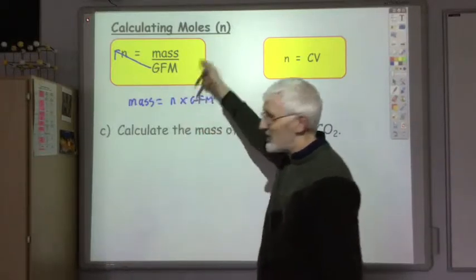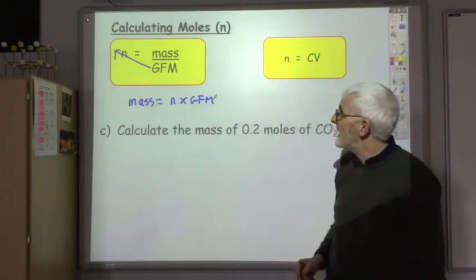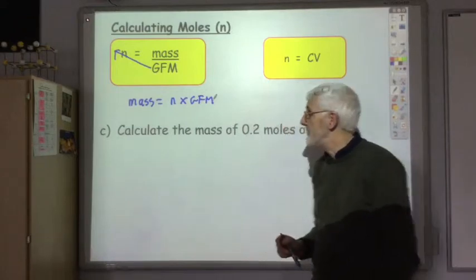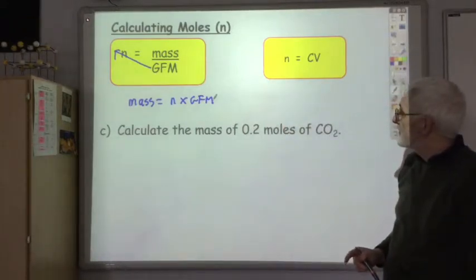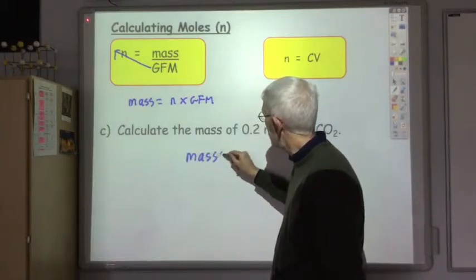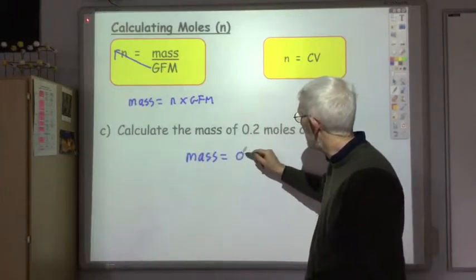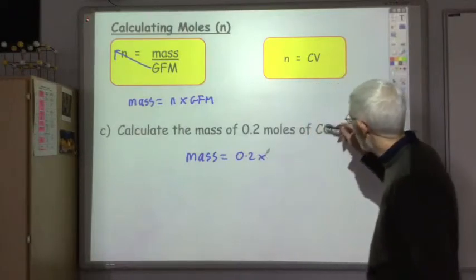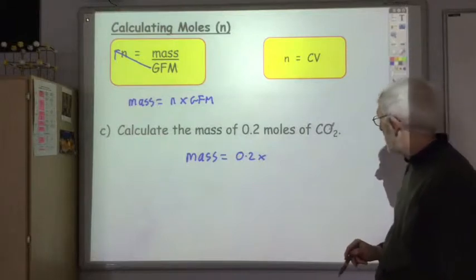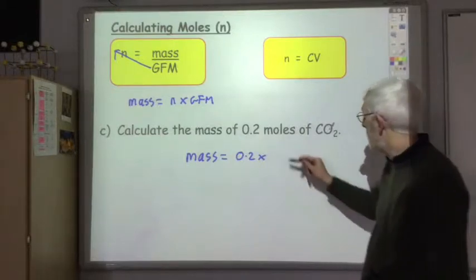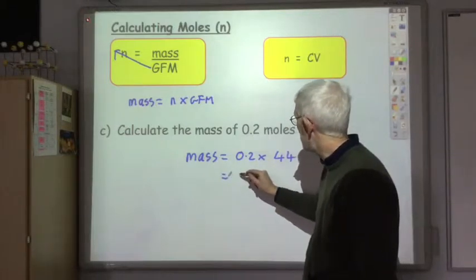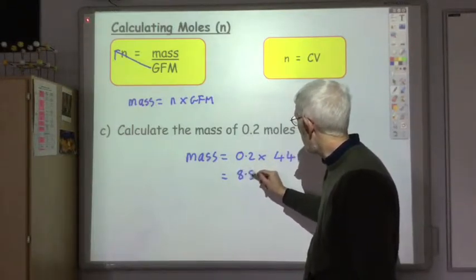So make sure you know how to do that rearrangement, or if you're not sure how to do it, just remember that equation. So it's now a simple matter of mass equals number of moles, 0.2, times the GFM, carbon's 12, two oxygens, 16 each. That comes to 16, 32, 44. Okay. So the mass would be 8.8 grams.